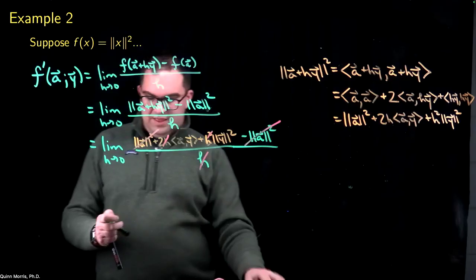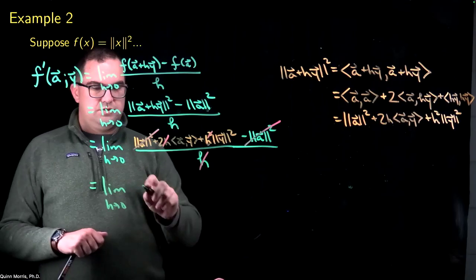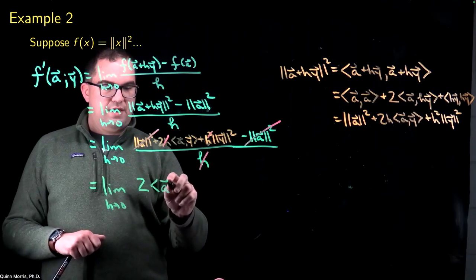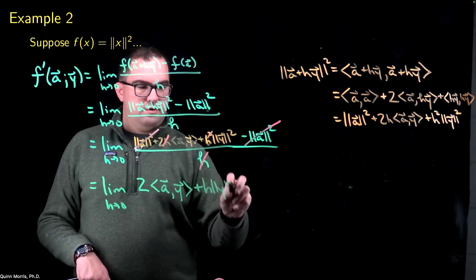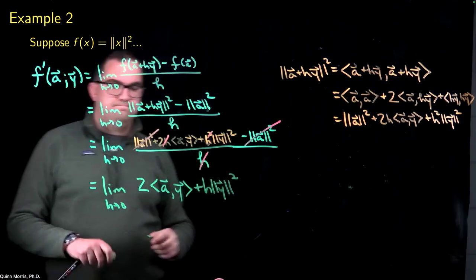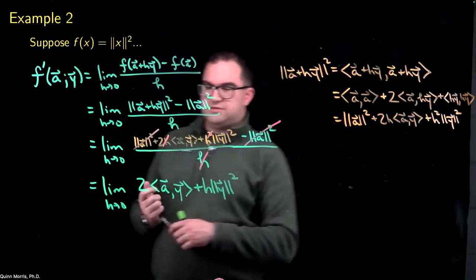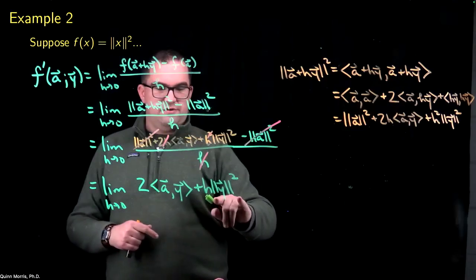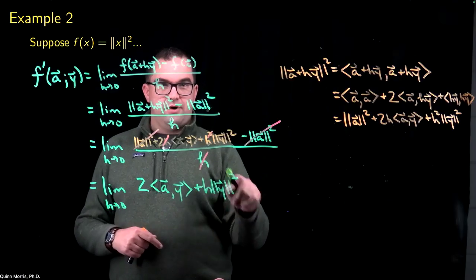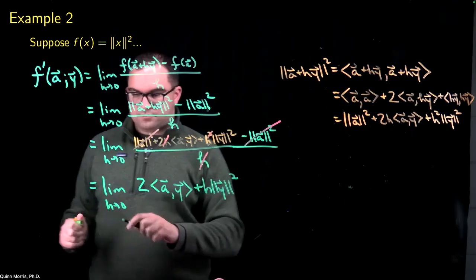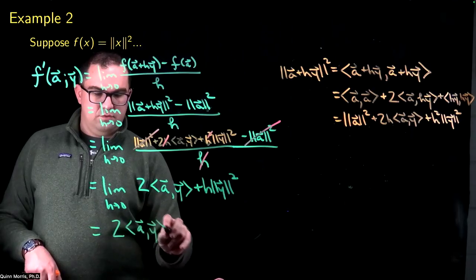And so what I am left with is the limit as h goes to 0 of 2 times the inner product of a with y plus h times the norm of y squared. So remember, y is a fixed vector. As far as we're concerned, a right now is also a fixed vector. The only thing that's changing is h here. So this is a fixed quantity, the norm of y squared. h is going to 0, so this term is going to go to 0. This is independent of h. And so we get that this is 2 times the inner product of a with y.